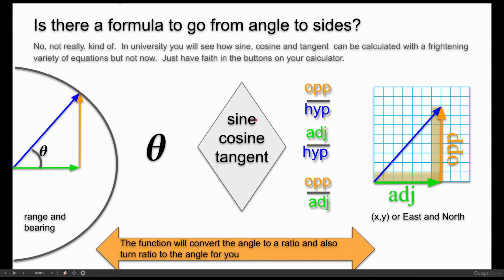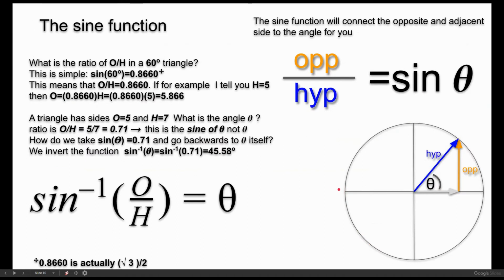So you are going to link the angle given with the side lengths of the triangle using your calculator. Okay? Let's take a first example. What is the ratio of opposite over hypotenuse in a 60-degree triangle? So I set up a triangle that's 60 degrees, and we're only going to talk about the opposite and the hypotenuse side.